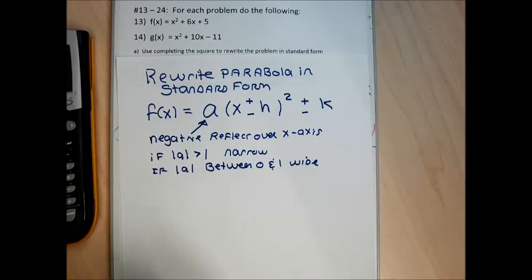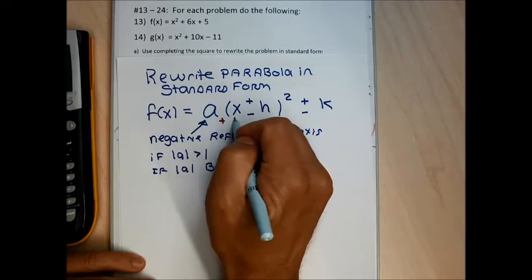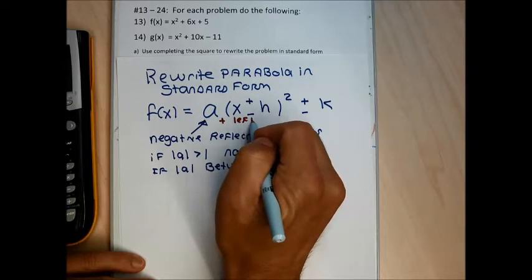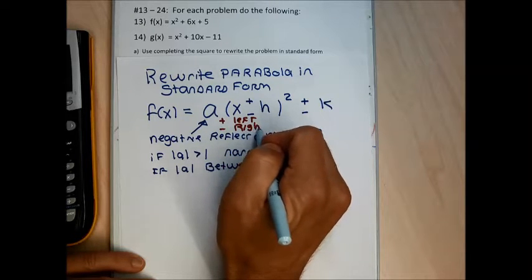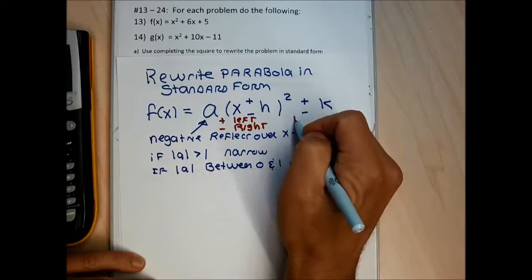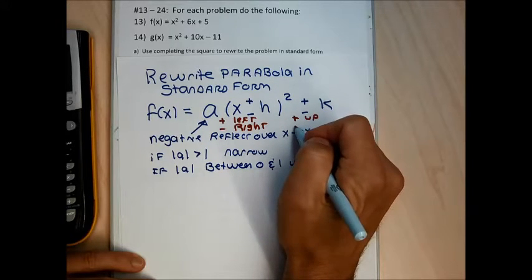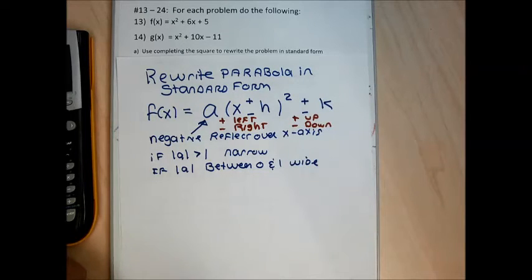Inside the parentheses, if there's a plus sign, it's going to move the graph left. If there's a minus sign, it's going to move the graph right. After the parentheses, if there's a plus sign, it's going to move the graph up. If there's a minus sign, it's going to move the graph down.